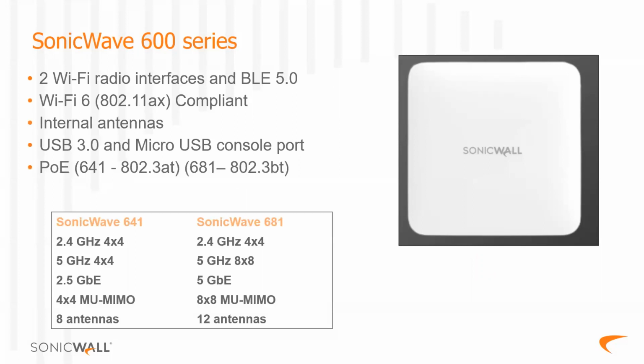All right, so looking at the two models that were soft released, the 641 and the 681. You can see their specs here on the screen. Pretty much the smaller one is a 4x4, whereas the larger one's an 8x8. There is also going to be a 621, which will be the smaller device, a 2x2 for those of you who typically go for a smaller unit.